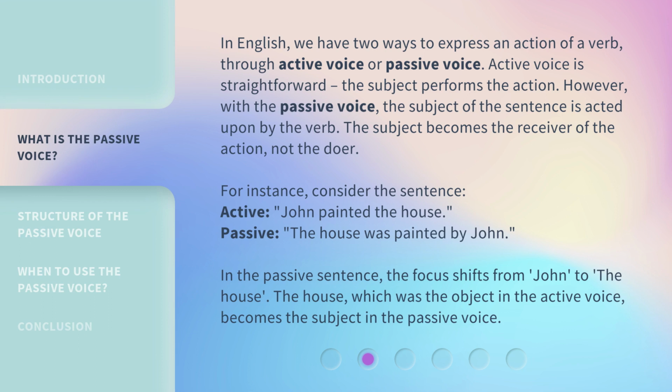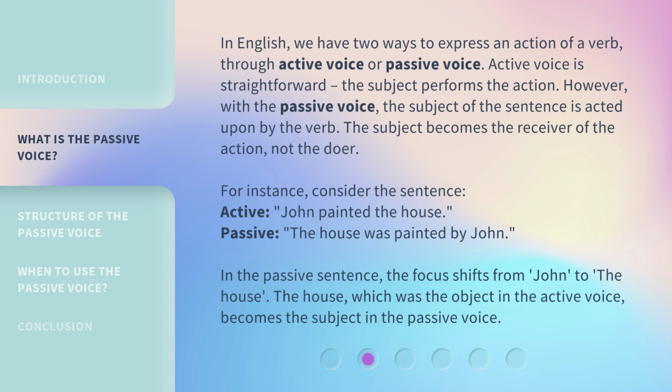Active voice is straightforward. The subject performs the action. However, with the passive voice, the subject of the sentence is acted upon by the verb. The subject becomes the receiver of the action, not the doer.